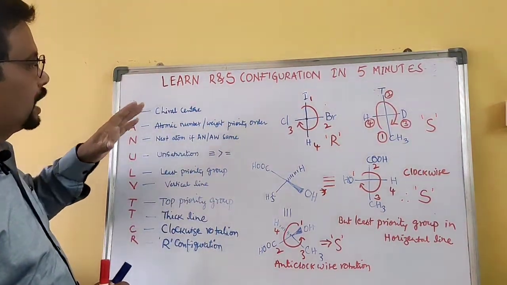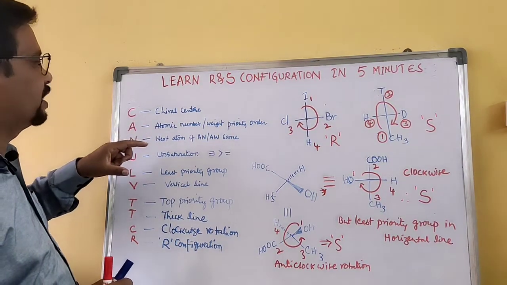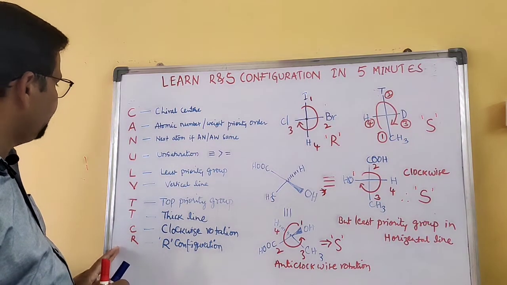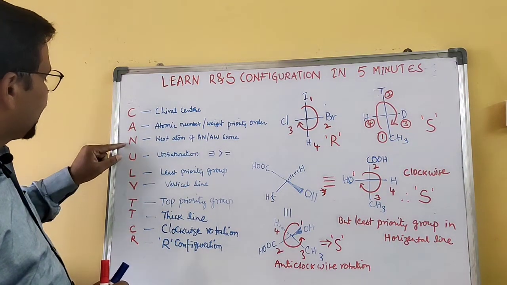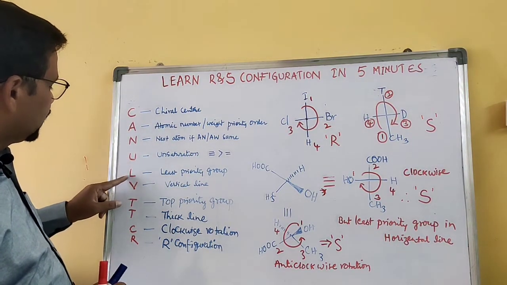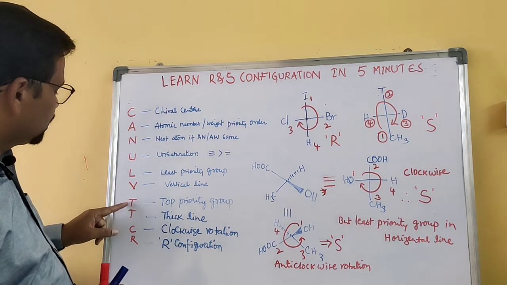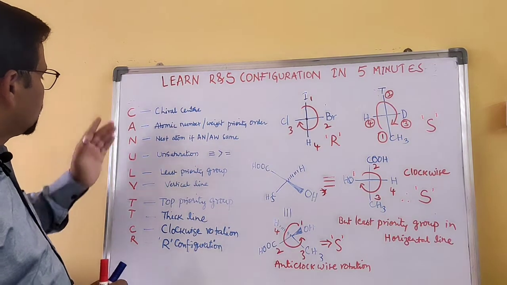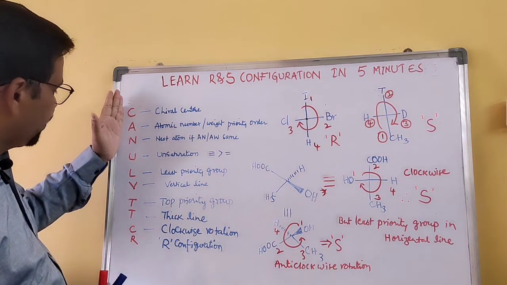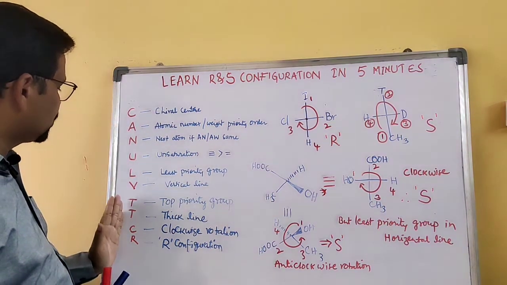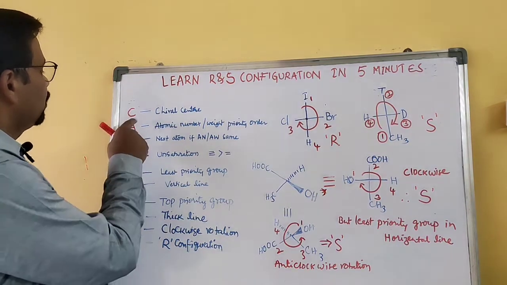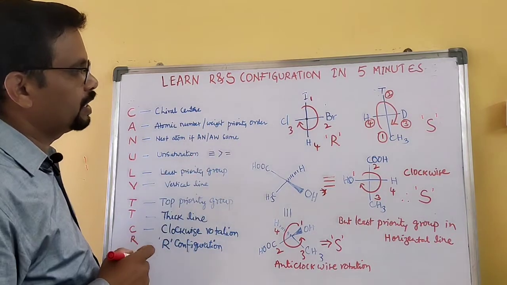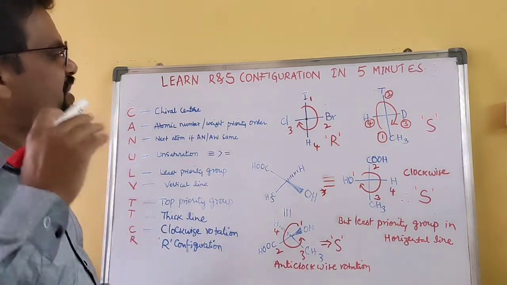To understand this RS configuration in the easiest way, this is the sentence you have to remember: CIP, U, LV means love, TT means table tennis, CR means court. Okay, so if you remember this sentence, these are the letters you have, and every letter has one explanation, so that you will understand RS configuration in the easiest way.